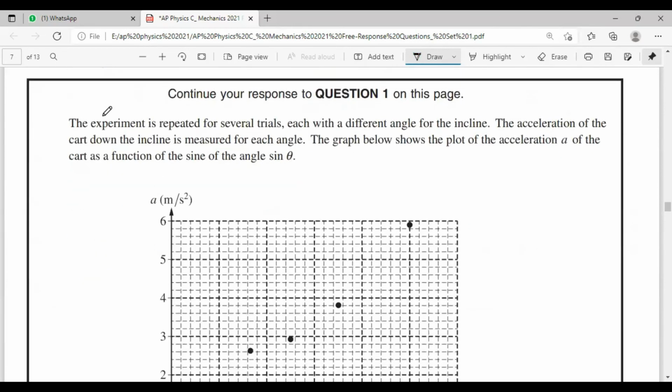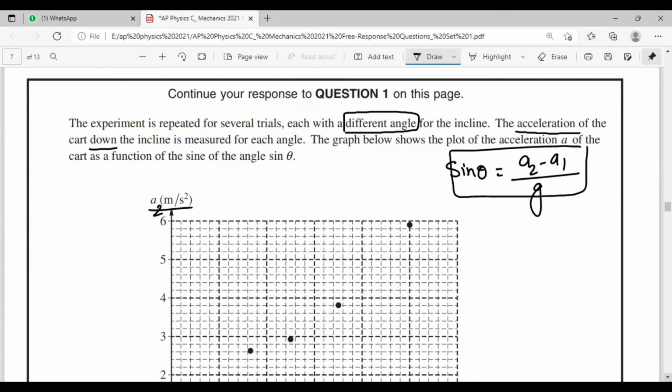Now the experiment is repeated for several trials, each with a different angle of incline, right? For different angles of incline, the acceleration of the cart down the incline is measured for each angle. So during the inclination, the acceleration is measured. So actually, this is the A2, right? The graph below shows the plot of the acceleration A of the cart as a function of sine theta. So we know the expression for sine theta was A2 minus A1 upon g.